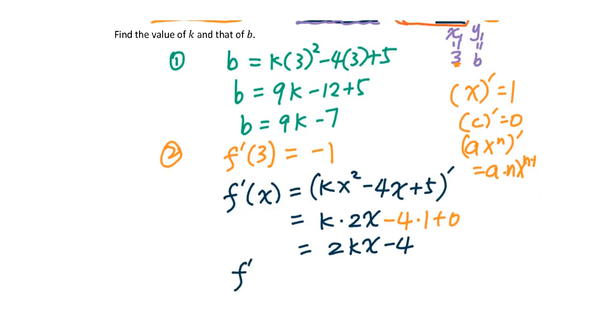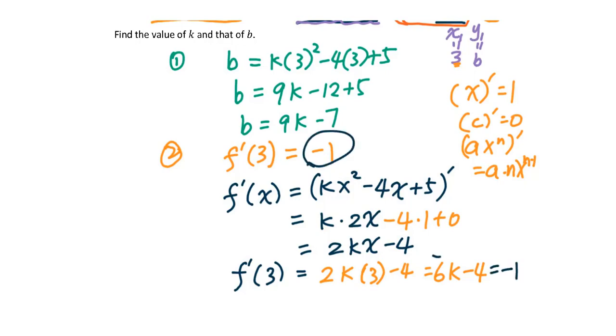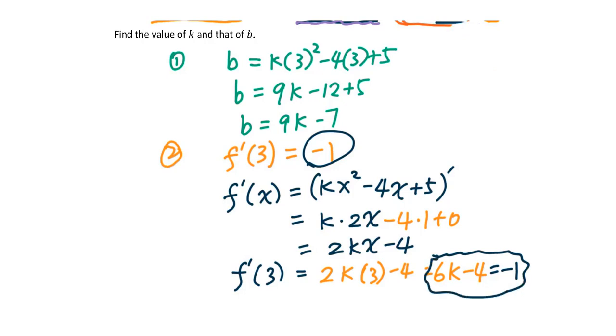Then you get f prime of 3. Substitute 3 into x, you get 2k times 3 minus 4. That is 6k minus 4, and it equals negative 1. See, this is the second equation you will get. Then from this equation, you can solve for k. For 6k minus 4 equals negative 1, since this is a linear equation, isolate the variable. So we add 4 to both sides. You will get 6k equals 3. k equals 1 over 2 because 3 over 6 is 1 over 2.